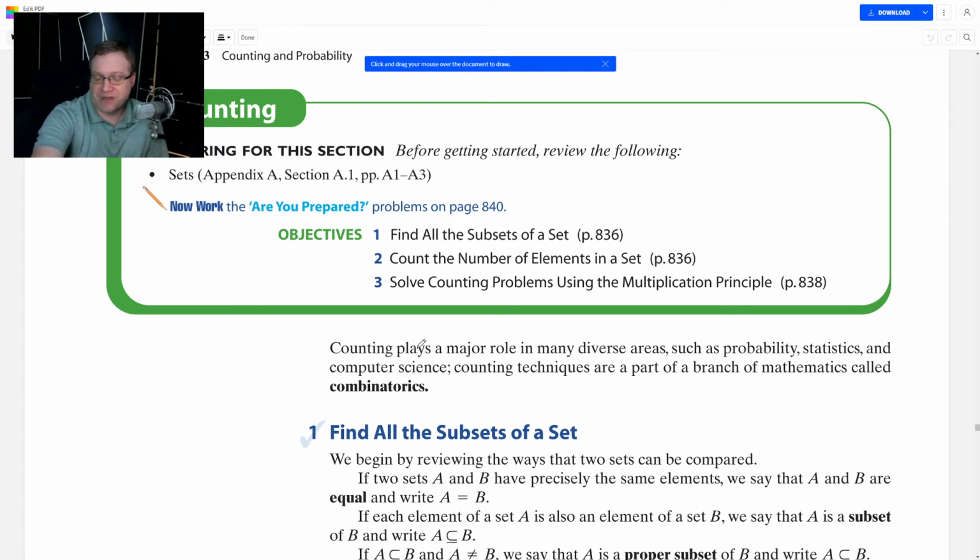All right. Now, counting, you might hear it and you might think, I know how to count. 1, 2, 3, 4, and so on. And yes, I'm sure you can all count. But we are going to be learning some techniques and rules that can help us count more complicated things.